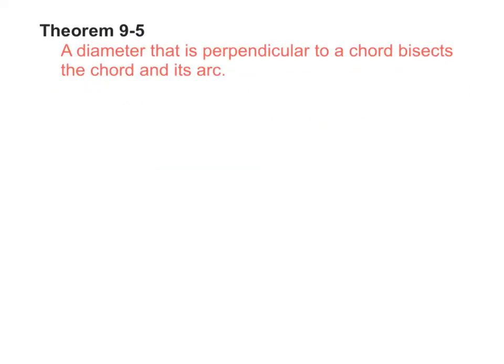Theorem 9-5 is our next theorem, and it states, a diameter that is perpendicular to a chord bisects the chord and its arc.